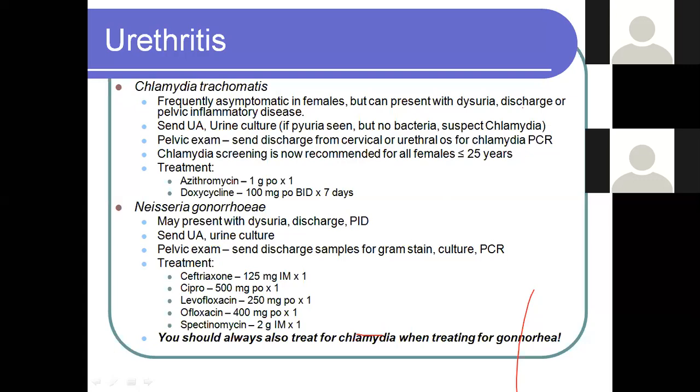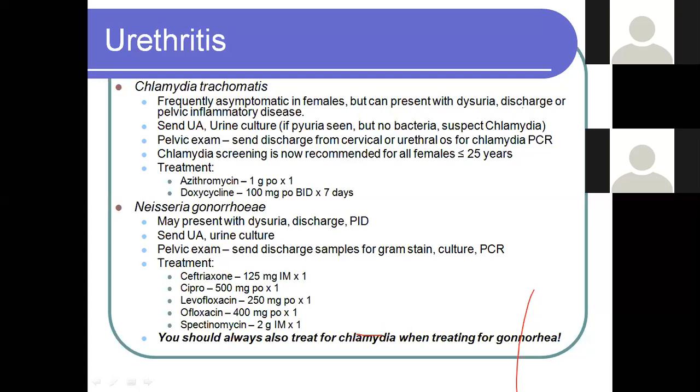Now, urethritis, which is infection of the urethra. The commonly involved organisms are chlamydia and Neisseria. So, chlamydia trachomatis is frequently asymptomatic in females but can present with dysuria, discharge, or pelvic inflammatory disease. Again, we will send some labs like urine analysis and urine culture. On pelvic examination, we send discharge from the cervix or the urethra for a swab. And then chlamydia screening is now recommended for all female patients under the age of 25 years old.